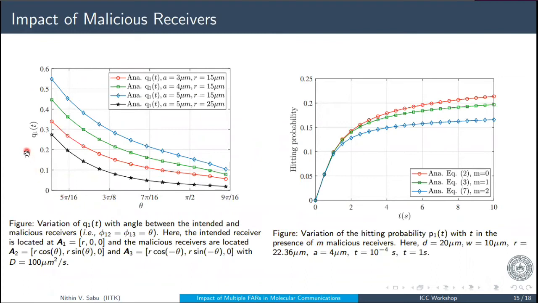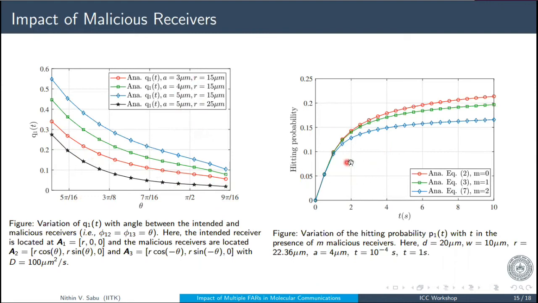The first plot shows the variation of Q1 of t with the angle between the malicious receiver and intended receivers. So if we increase the angle between them, we can see that the relative influence of the malicious receiver is dropping, and with the increase in radius also, the relative influence reduces, and with the increase in the distance from the transmitter to the receiver also, the Q1 of t is reducing.